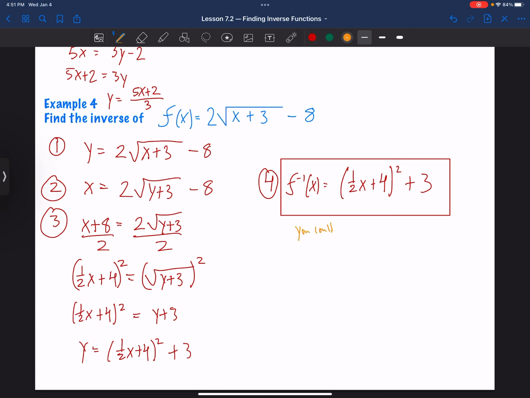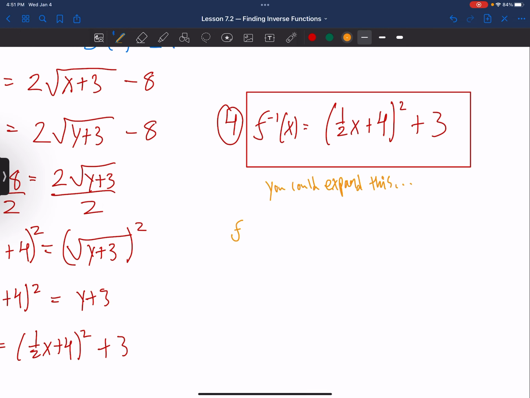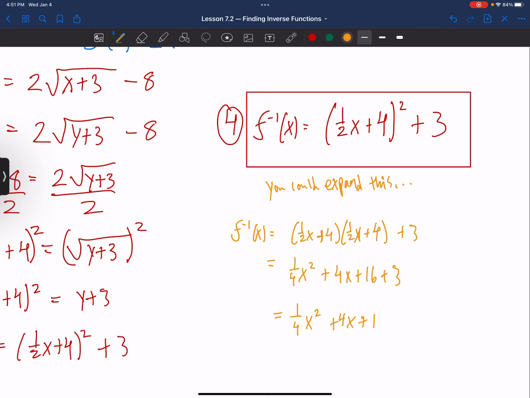You could expand this by just simply squaring that. You say f inverse of x equals 1/2 x plus 4. And since we're squaring it, we're going to multiply it by itself. Right? And so I'd get a half times a half is 1/4 x squared. Half x times 4 is 2 plus 2, so that's 4x plus 16 plus 3. So that's 1/4 x squared plus 4x plus 19.